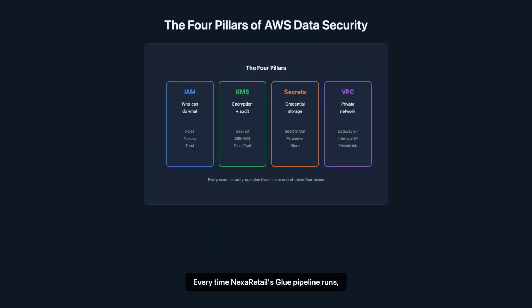Every time Nexer Retail's Glue pipeline runs, all 4 of these pillars are in play simultaneously. So this is engineering knowledge first, exam knowledge second.